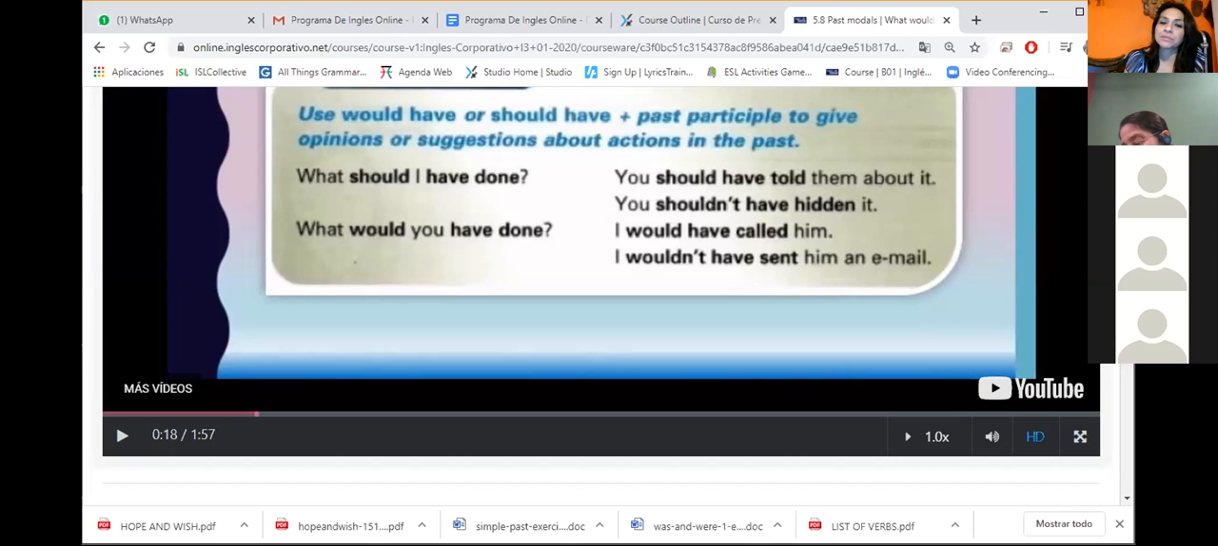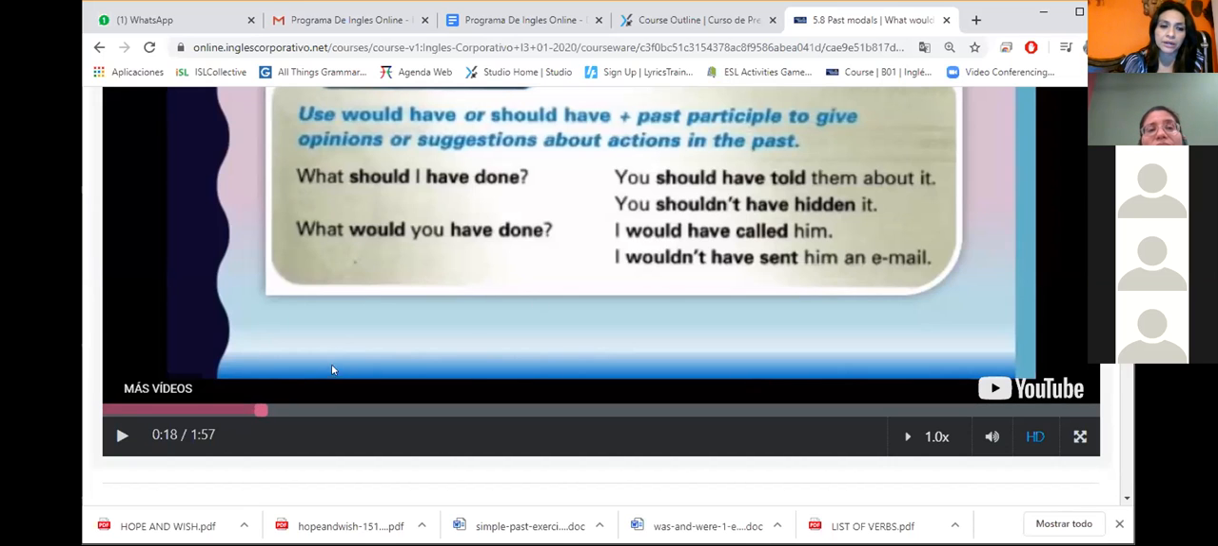So this is not very difficult. You just have to remember that you have to use would have or should have plus the past participle of the other verb that you want to use. It's not very complicated. I just want to see something here. Yes.